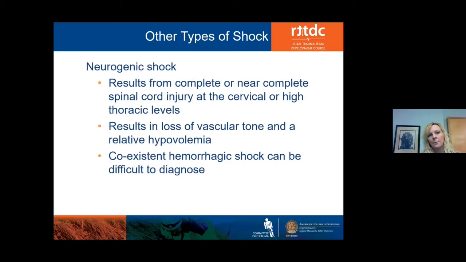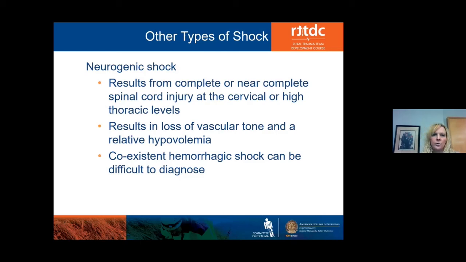Neurogenic shock results from complete or near complete spinal cord injury at the cervical or high thoracic levels. You're going to have a resultant loss in your vascular tone. And the patients most of the time are going to be relatively hypovolemic, or they're going to appear that way because of this loss in vascular tone. You can have a coexistence with hemorrhagic shock, and it can be very difficult to diagnose these things. I've taken patients to the operating room because of thinking that most of their shock was from bleeding in their belly, and here they have had C-spine injuries causing the shock.